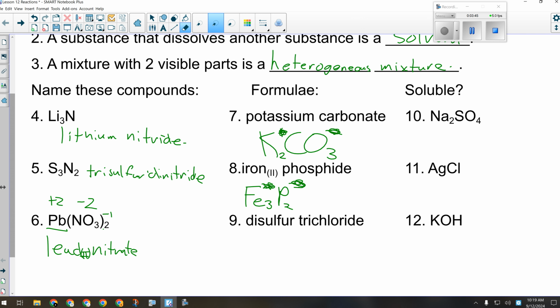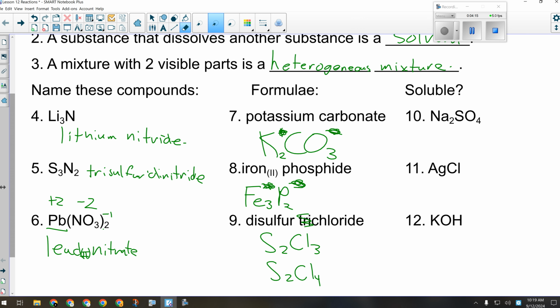All right, disulfur trichloride, ionic or molecular? Okay, so how many sulfurs? Okay, how many chlorines? Okay, what if it was tetrachloride? What would it look like then? 4. Okay, would I reduce that? No. Why wouldn't I reduce it? It's molecular. I reduce it if it's ionic, right? Okay, so if it's ionic, I reduce. If it's molecular, the prefixes told me it's 2 and 4, it's 2 and 4. Okay?